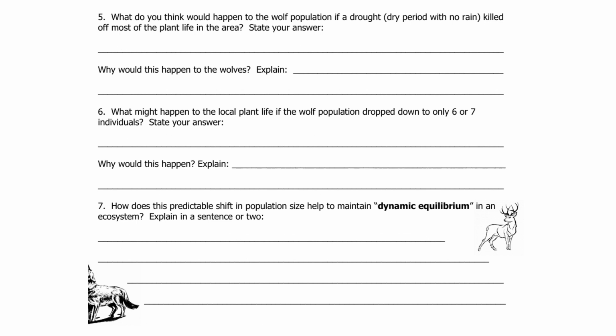Okay, 5, what do you think would happen to the wolf population if a drought, so that's a period with no rain, killed off most of the plant life in the area? Okay, and then you're going to explain why. 6, what might happen to the local plant life if the wolf population dropped down to only 6 or 7 individuals, and why? And then 7, how does the predictable shift in population size help to maintain a dynamic equilibrium in an ecosystem? So remember, dynamic equilibrium, right? That means stable ecosystem.